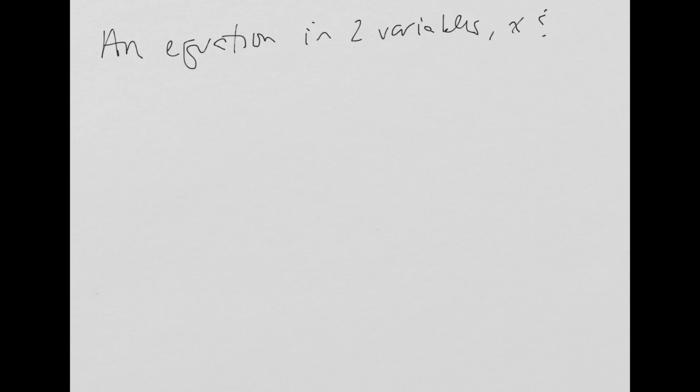So now that we know about the xy plane or the Cartesian plane, we can talk about how to graph an equation. So first off, an equation in two variables. Let's call them x and y. It doesn't have to be x and y, but typically the two variables that we're going to use are x and y.